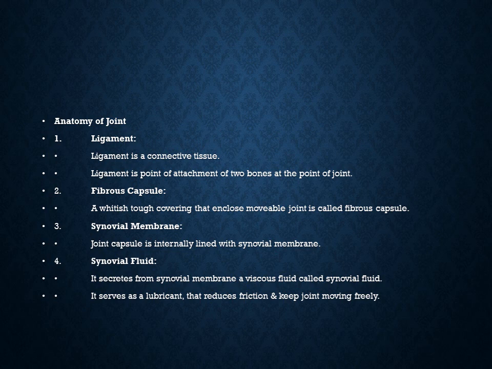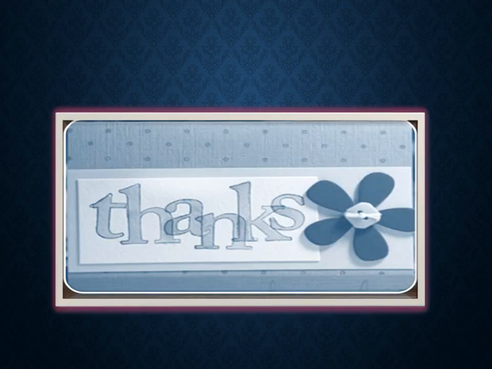Fibrous capsule: a whitish tough covering that encloses a movable joint is known as the fibrous capsule. Synovial membrane: the joint capsule is internally lined with synovial membrane. Now synovial fluid, that is the last part. It is secreted from the synovial membrane, a viscous fluid called synovial fluid. It serves as a lubricant that reduces friction and keeps the joint moving freely.